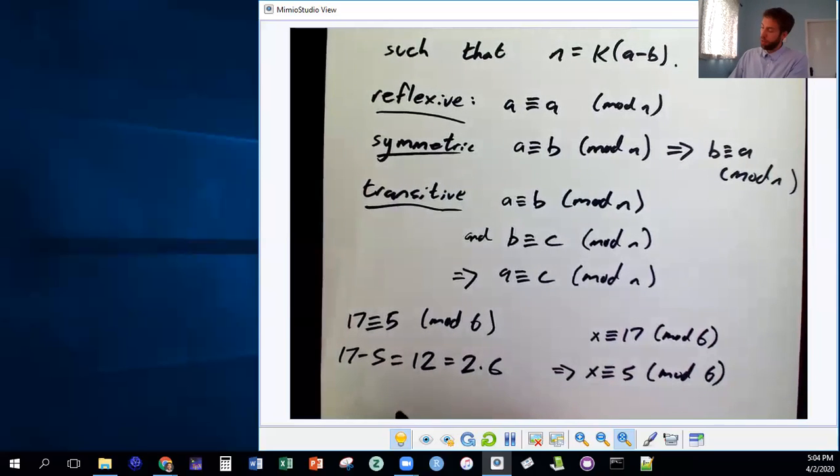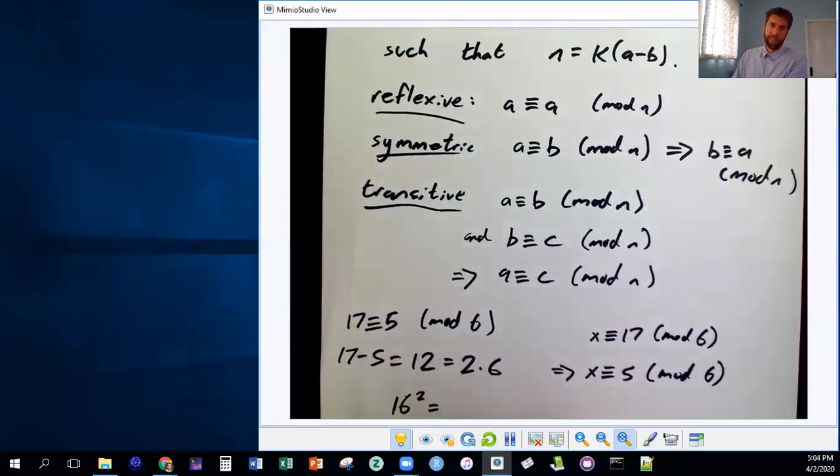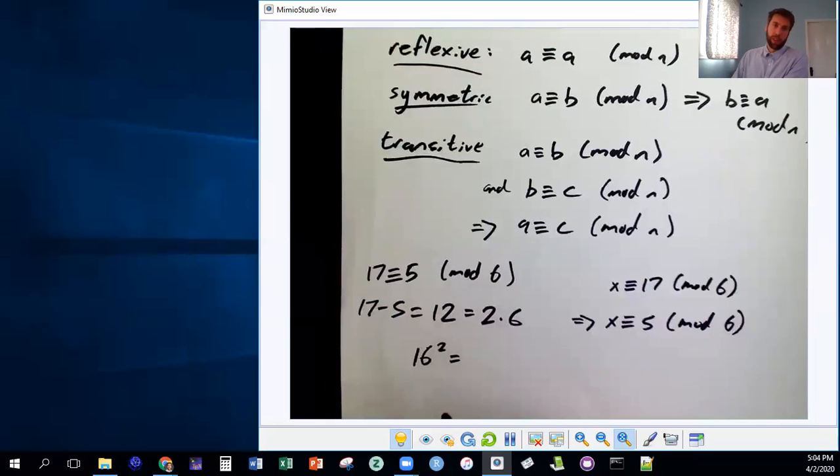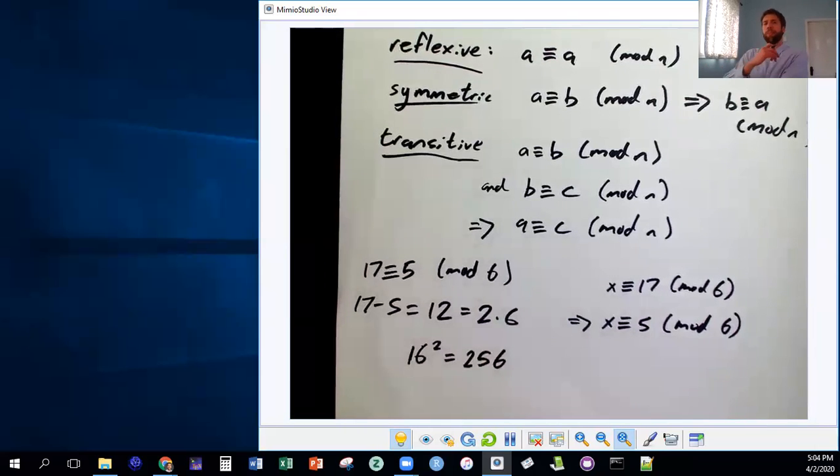16 squared modulo 6. You can put it in your calculator, but you could take 16 is 2 to the 4th, so 16 squared is 2 multiplied by itself 8 times. So multiply by 2 four more times: 32, 64, 128, 256. Now, what remainder do you get when you divide this by 6?